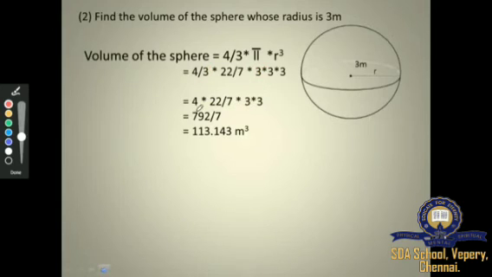When you multiply the numerator, 4 into 22 into 3 into 3, you will get 792 divided by 7. When you divide the number by 7, you will get 113.143 meter cube. So the volume of the given sphere with radius 3 meter is 113.143 meter cube.